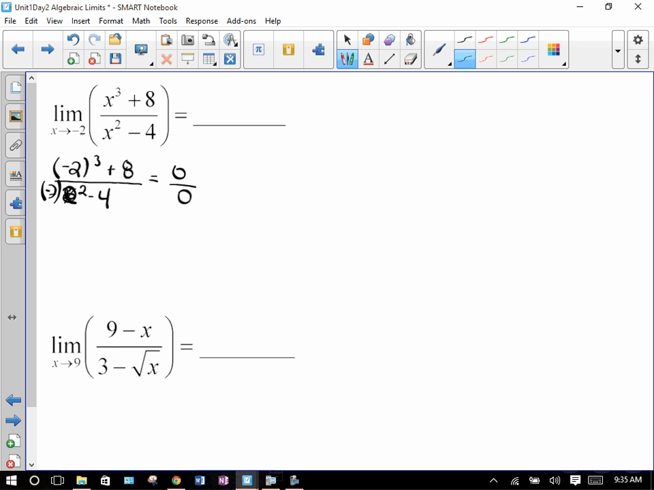So we need to go ahead and factor. The denominator is really easy to factor. We have x plus 2, x minus 2. Do we know which of these factors is going to be the one that's going to cancel out here? We're just looking at this.